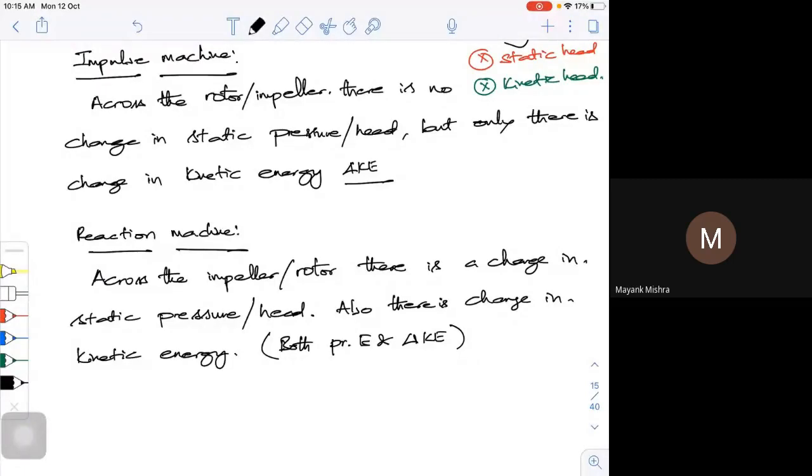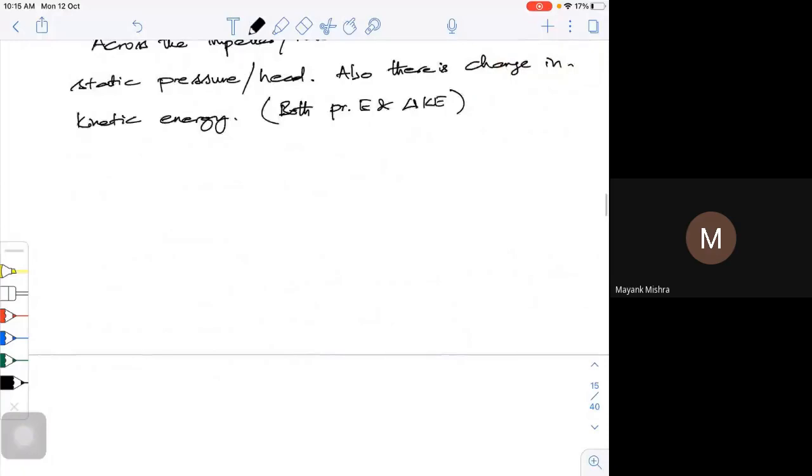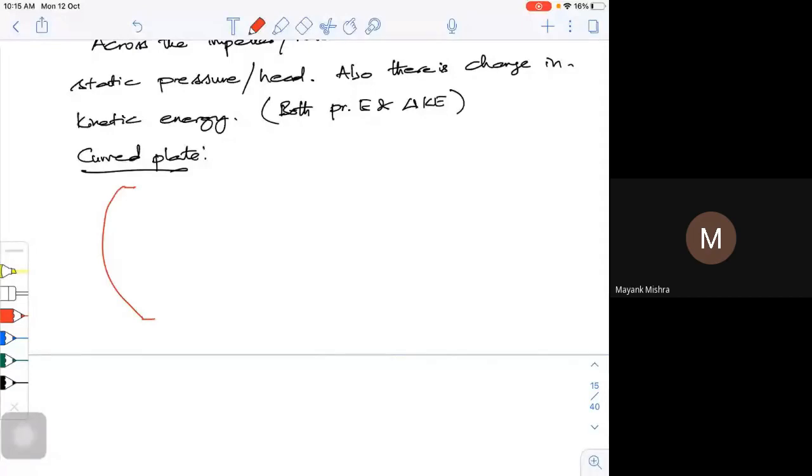Okay, let's take a look at an example. You may have this experiment in your lab. We have a flat plate, an inclined plate, or a curved plate. Take a curved plate. So this is my curved plate.